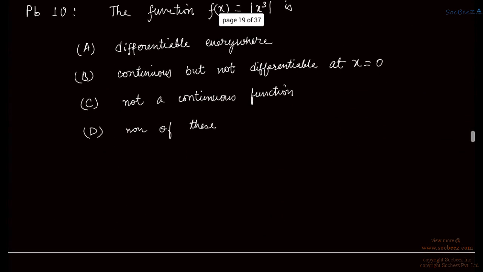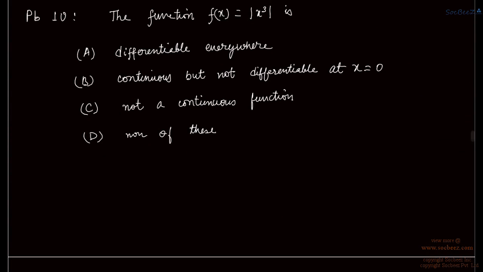Now moving to the next question. The function f(x) equal to |x³| is differentiable everywhere. Again we have to check the continuity and differentiability of the function. The best method is the graphical method. We have the function y equal to x³, like this.